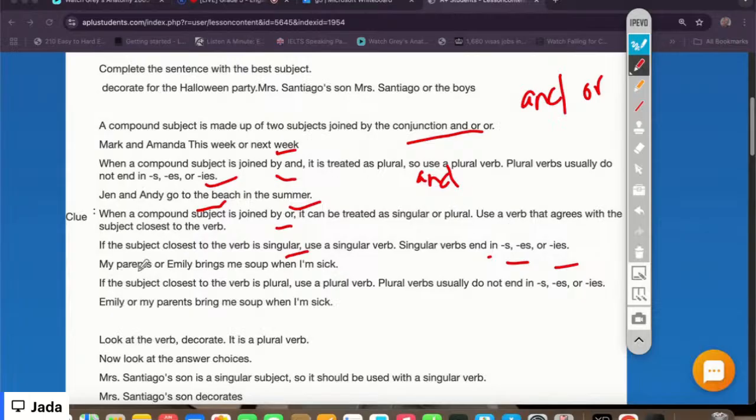Just like we have my parent or Emily brings me soup when I'm sick. So Emily here is the one closest to the verb and it is singular. Okay, so the verb will have s or es or ies.